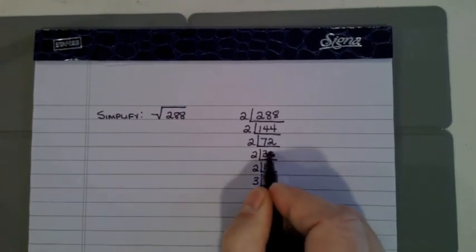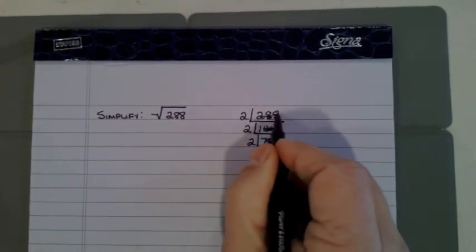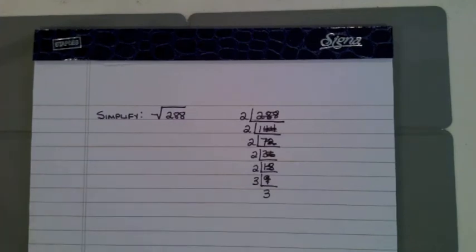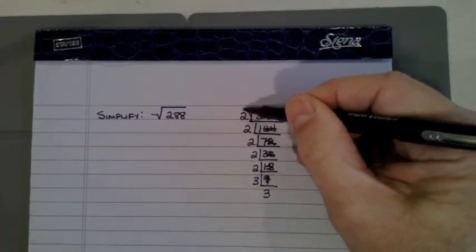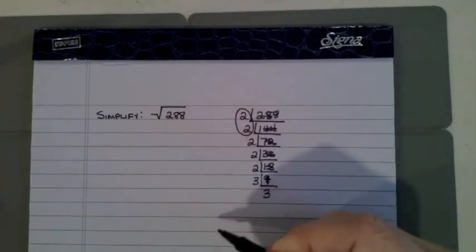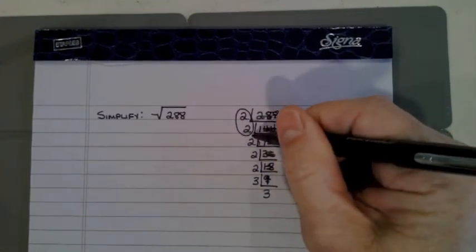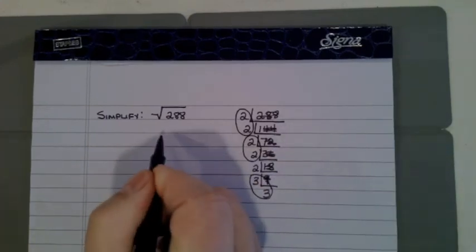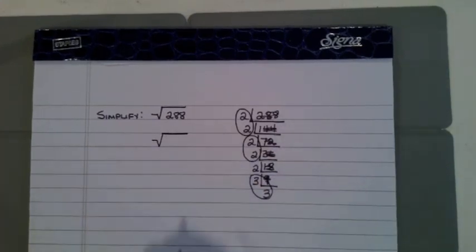These numbers up under here, I don't need. I'll only look at these prime numbers that make up 288. I start pairing numbers up. There's a pair of 2s, there's another pair of 2s, and there's a pair of 3s. So I make my square root symbol.